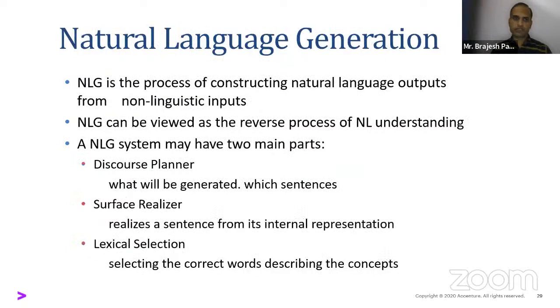Natural language generation is the process of constructing natural language output from a non-linguistic input. It is the reverse process of language understanding. So sometimes we do reverse engineering over here as well. It's not always a top-to-bottom approach; sometimes we do a bottom-to-top approach as well. A generation system may have inputs such as the discourse planner, surface realizer, and lexical selection.